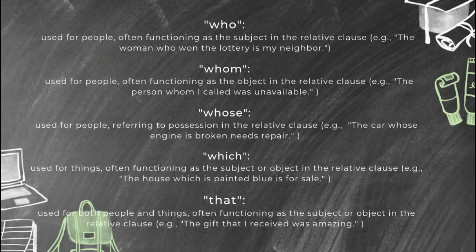The last one is that. It's used for both people and things, often functioning as the subject or object in the relative clause. For example, the gift that I received was amazing. That is a versatile relative pronoun that can refer to both people and things. It introduces a restrictive or essential clause, meaning the clause is necessary to specify which gift is being referred to.